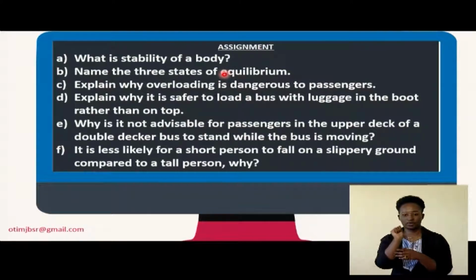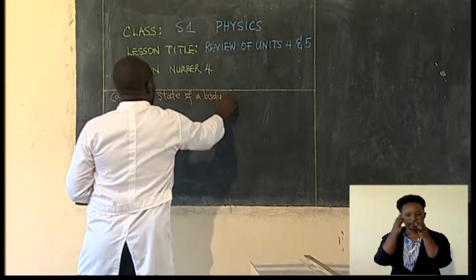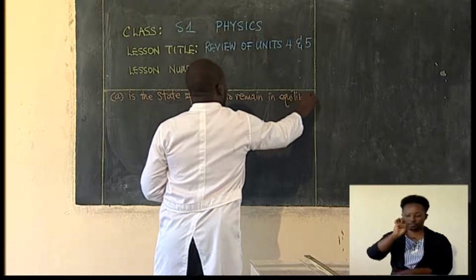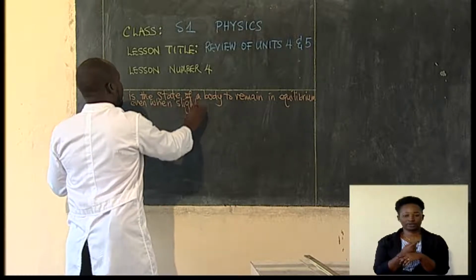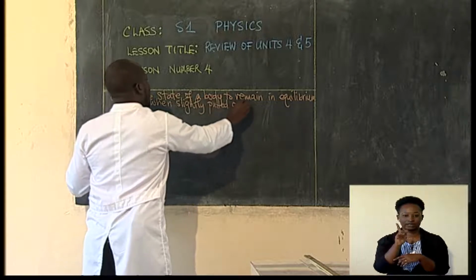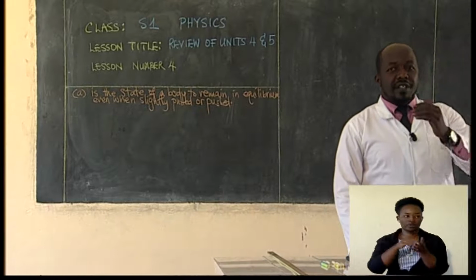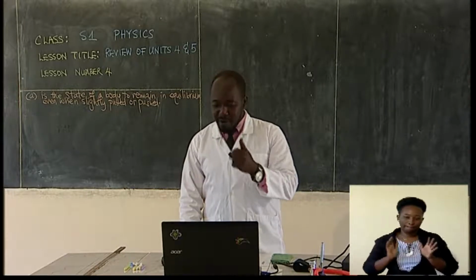Part A, what is the stability of a body? I remember we talked about this, right? What is stability of a body? We said stability of a body is the state of a body to remain in equilibrium even when slightly pulled or pushed. That one we talked about, we don't need to explain it again. When a body remains stable in equilibrium, when it is pushed or it is pulled slightly, then we say the body is stable.